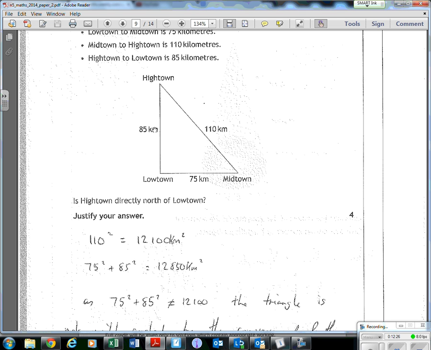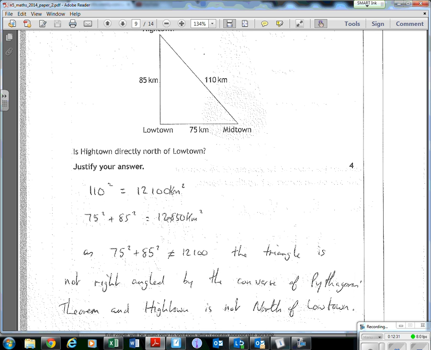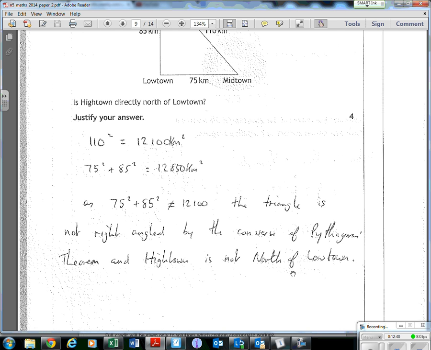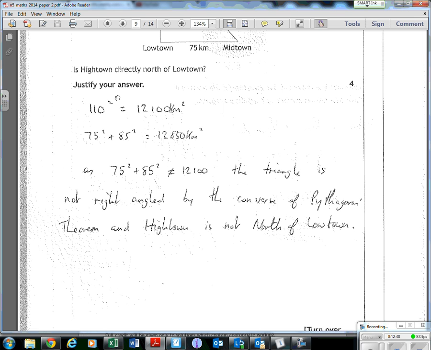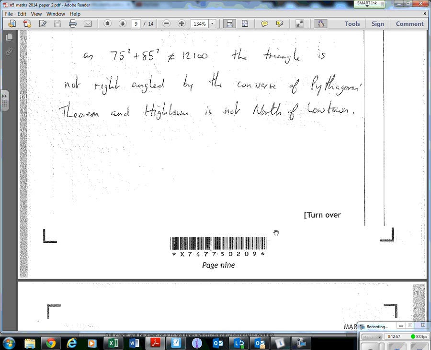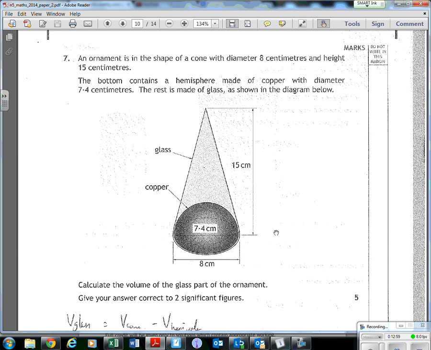And converse of Pythagoras, we also square these 2 sides and add them together. And that's 12,850. As these are not equal, a squared plus b squared is not equal to c squared. Therefore, the triangle is not right angled. So Hightown is not north of Lowtown. Make sure you make that statement because that's what you're asked. There's no point in doing all the Pythagoras stuff if you're not answering the question at the end. Even though it's pretty obvious, you've still got to make that statement. Just state the obvious.